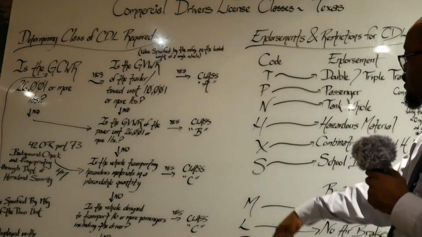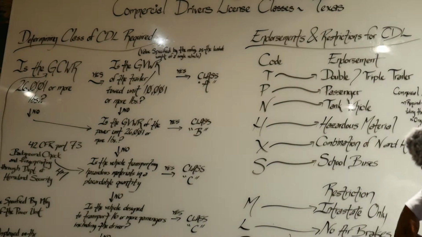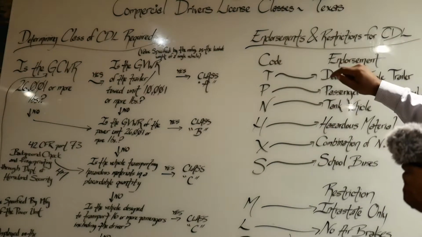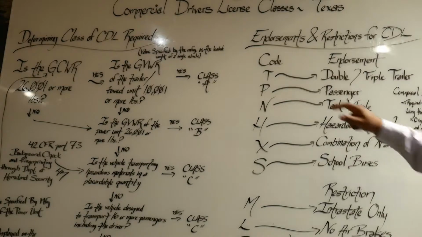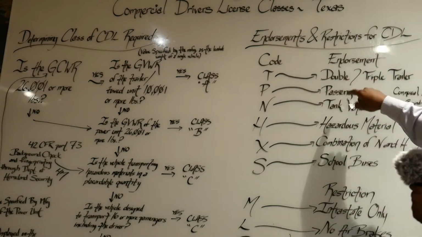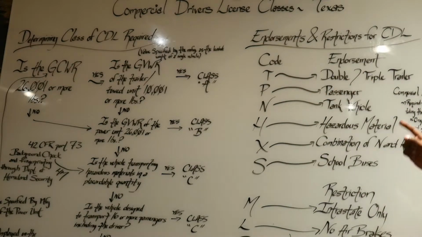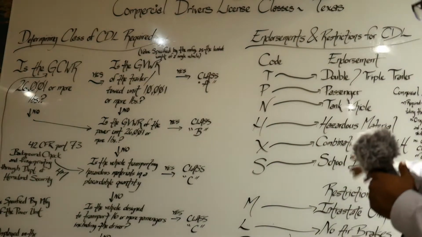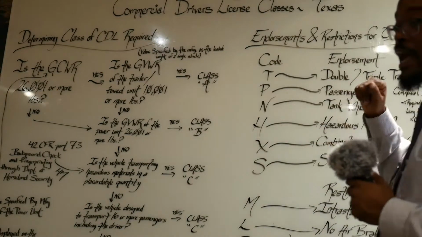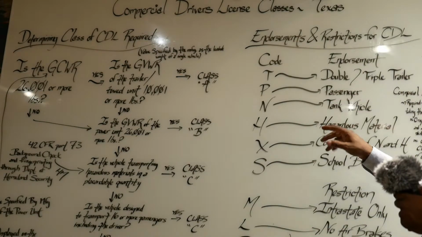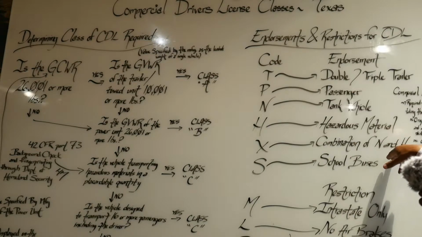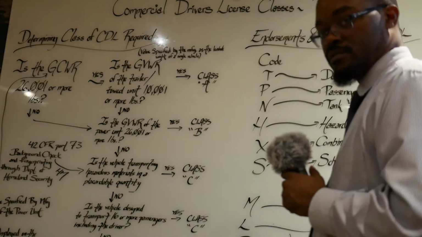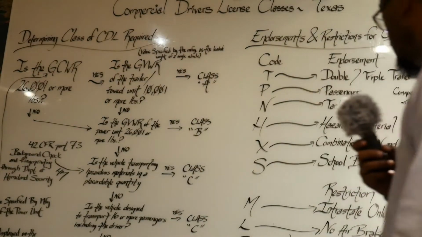So the codes are here. The codes are listed on one side. The endorsements are listed on the other. A T code on a license means that you are endorsed to drive a double or triple trailer. A P means you are endorsed to drive a passenger commercial vehicle. An N means you are licensed to drive a tank vehicle. H means hazardous materials. X is a combination of N and H, which are tank and hazardous materials. And S is school buses. I think that's pretty easy to understand.